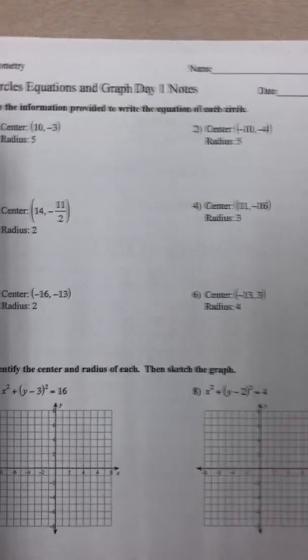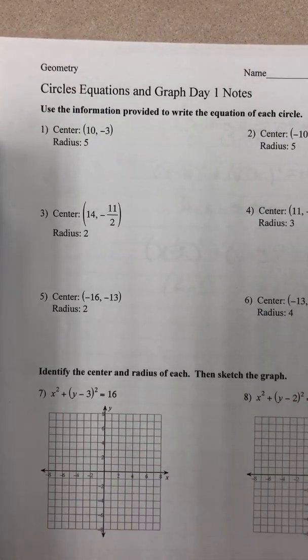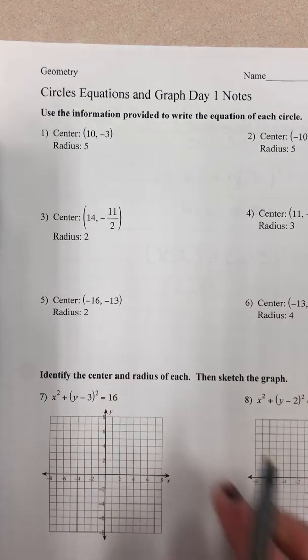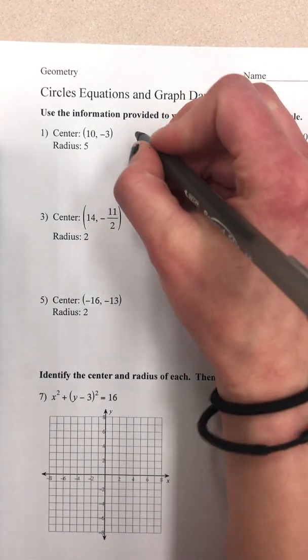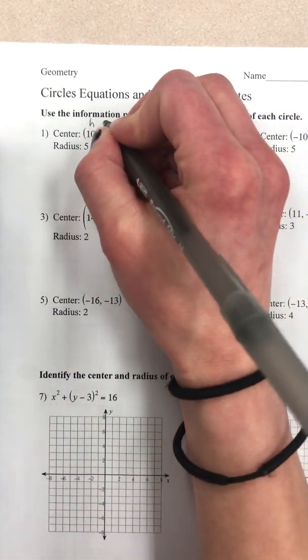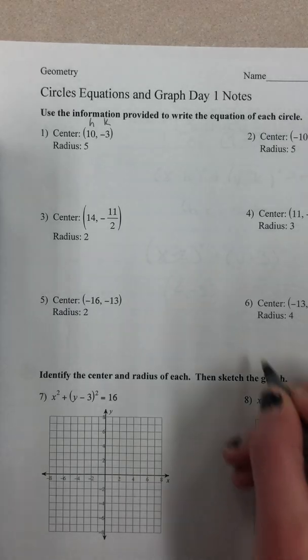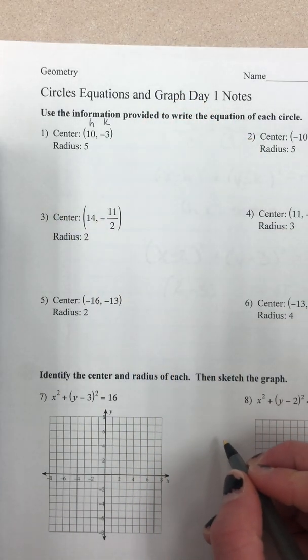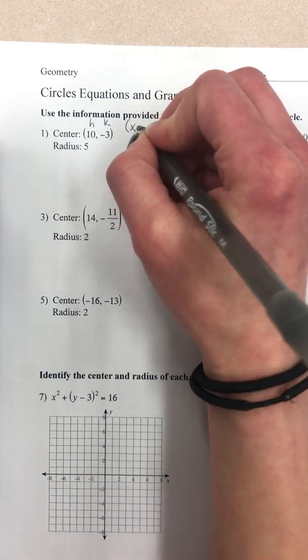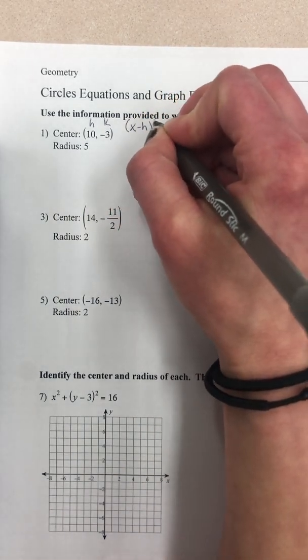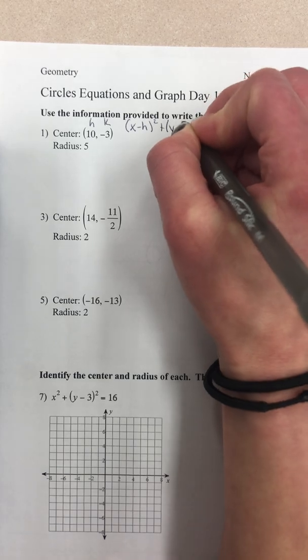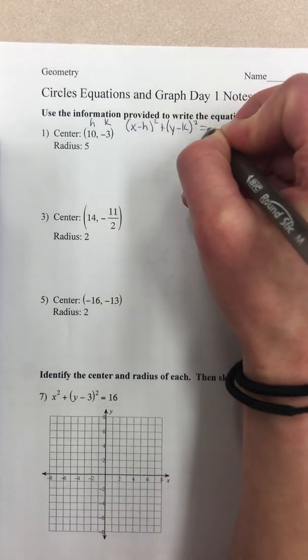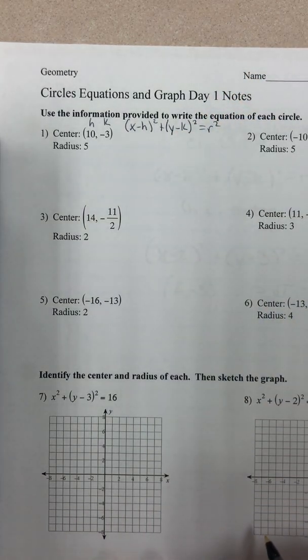Here's your note sheet for this week if you want to start looking at it. Let's look at number 1 on your note sheet. So we know this is h, this is k, and this is our radius. For our formula, we know it is x minus h squared plus y minus k squared equals the radius squared.